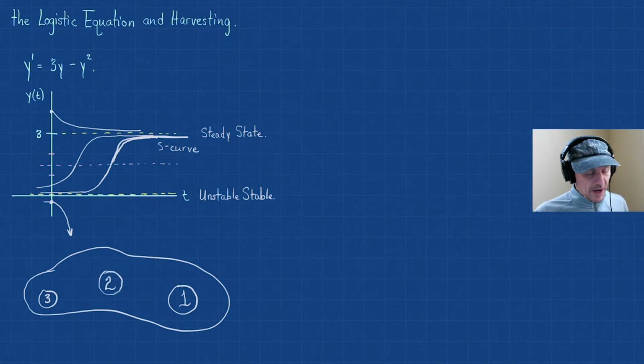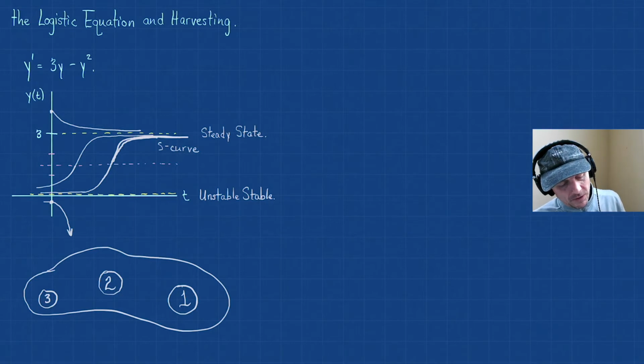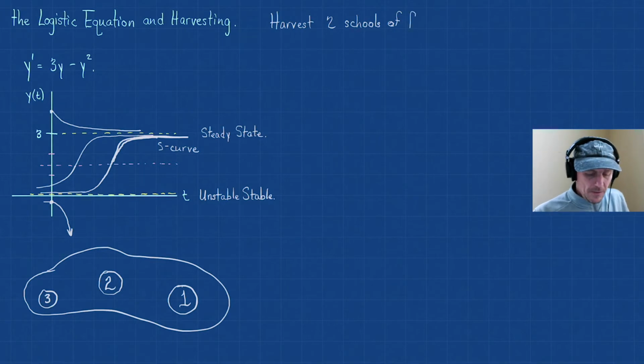Now, what happens if we harvested about 2 of these schools of fish each year? I want to show us a few ways. So we're going to harvest 2 schools of fish each year.